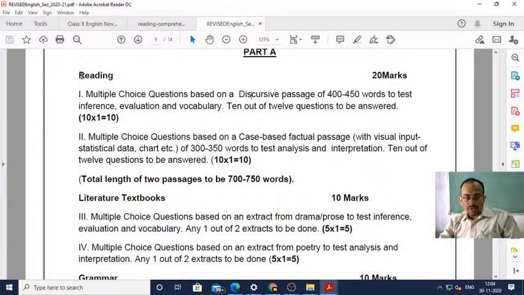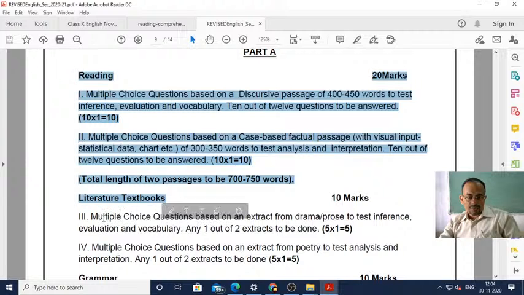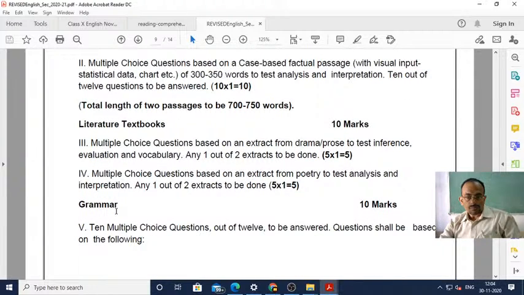That is why straight away in the question paper, from reading 2 questions, they are going to the multiple choice questions from literature textbooks. In literature textbooks you are going to have two extracts, out of which you need to answer any one extract. There will be 5 questions of 1 mark. The first extract will be from either drama or prose, and the second extract will be from poetry.